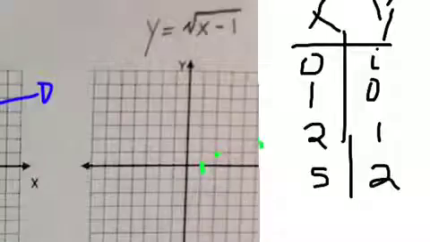Same exact shape as the first two, except now we are shifting the graph right. So when you're adding or subtracting underneath the radical, that's when you shift your graph right or left. All right? Now, one last example.